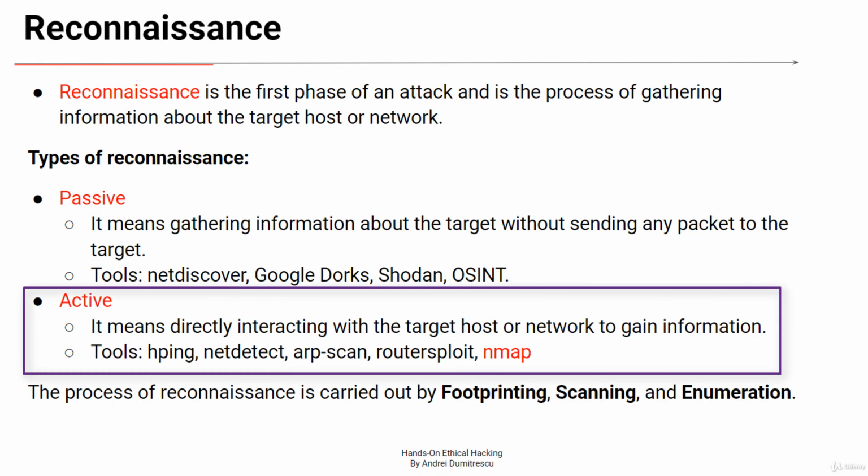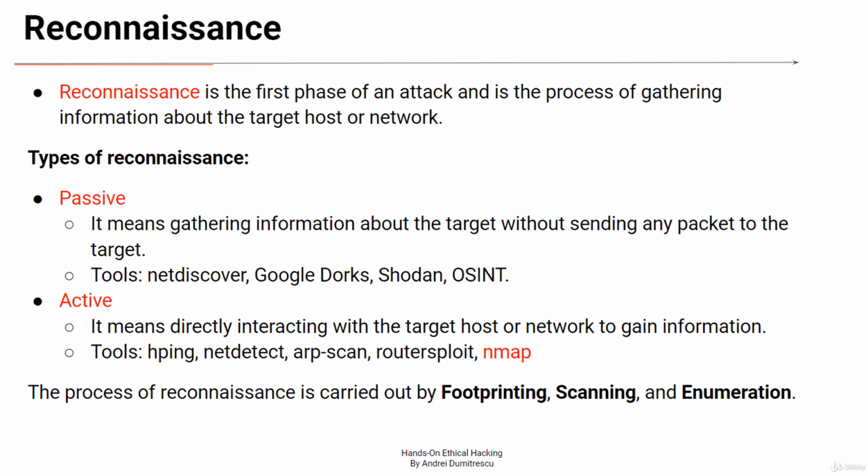On the other hand, in the process of active reconnaissance, the hacker will directly interact with the target host or network to gain information, which in most cases is more relevant and accurate than in the case of passive reconnaissance. Note that there is a risk of getting detected if you are planning active reconnaissance without permission, and depending on what you do, it can be illegal in some countries. My advice is to never scan networks without permission.